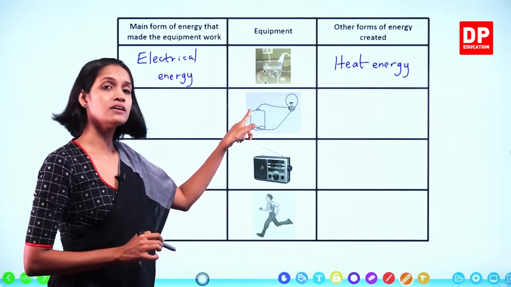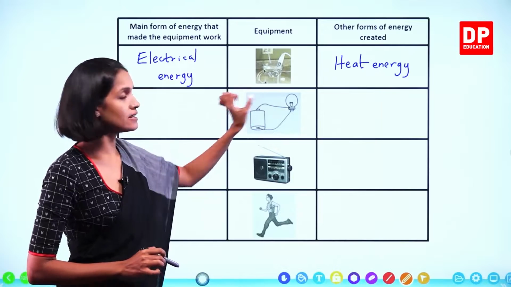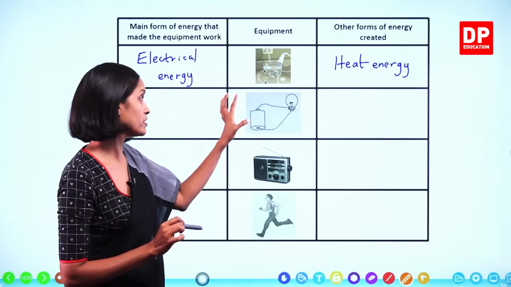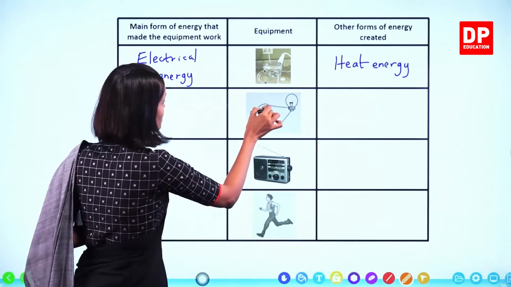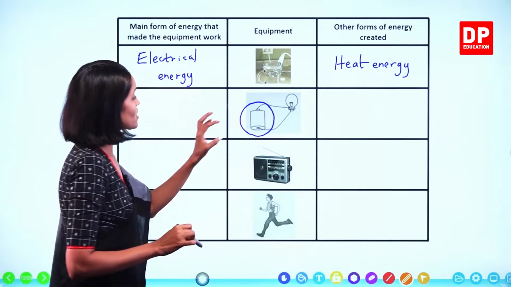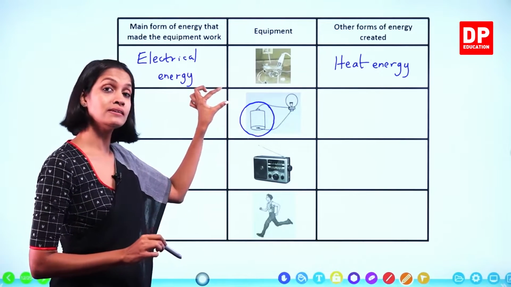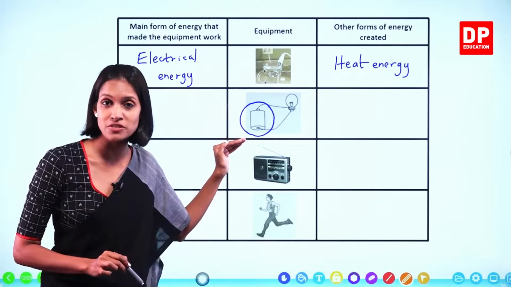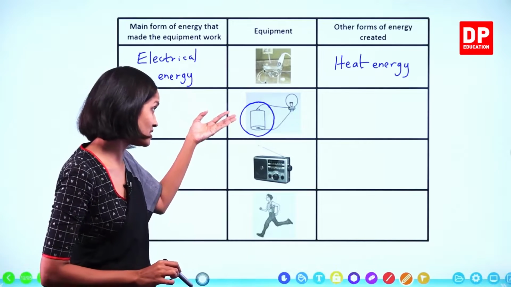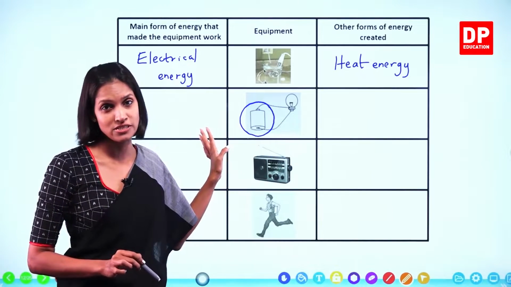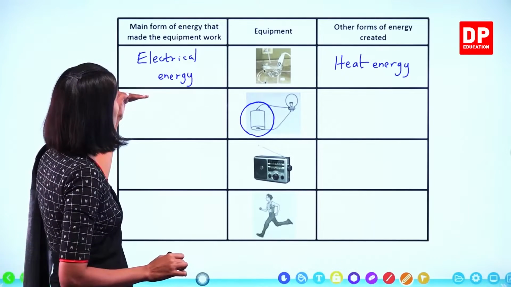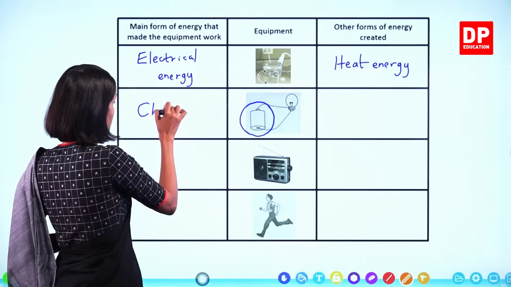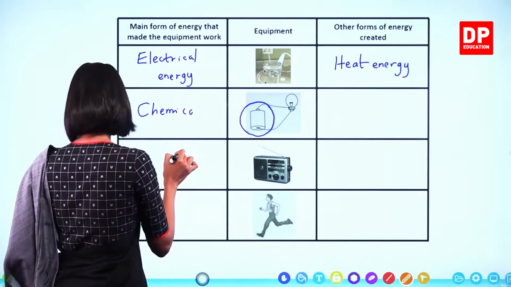So what is this? This is a small circuit with a dry cell and an electric bulb. Here we will consider the dry cell part, children, because in the first example we already discussed the electric bulb, right? Therefore we will consider this. So what type of energy? Now why do we use this dry cell? To generate electricity. In order to generate electricity, what should be there? Chemical substances, right? That is because of the chemical energy, electrical energy is produced. Therefore, the main form of energy that made the equipment work is chemical energy. Chemical energy.